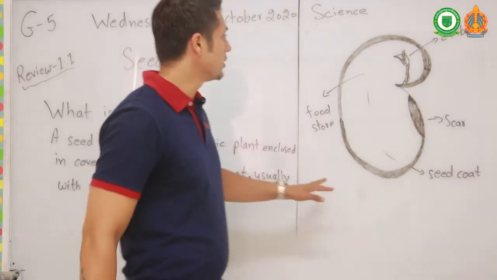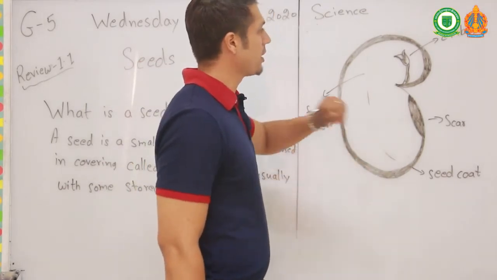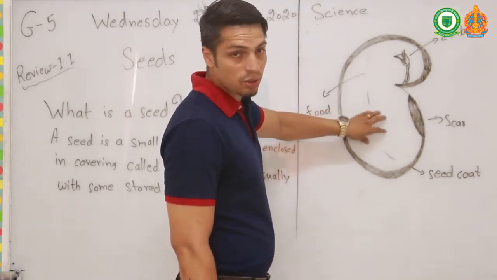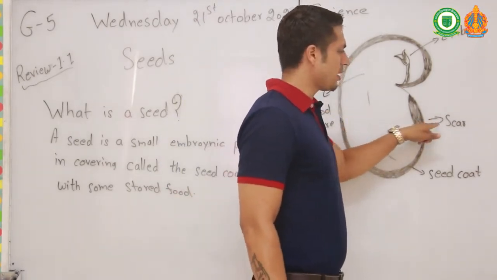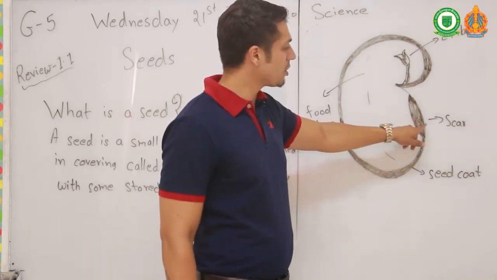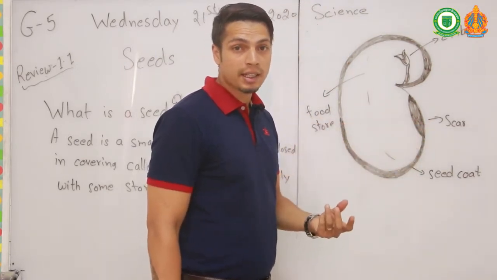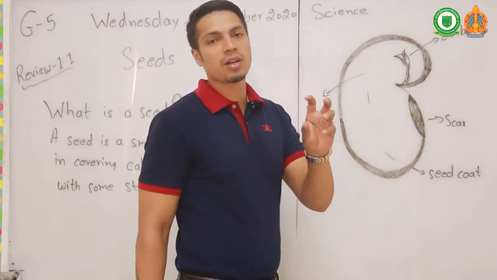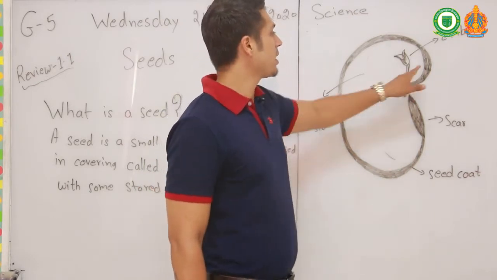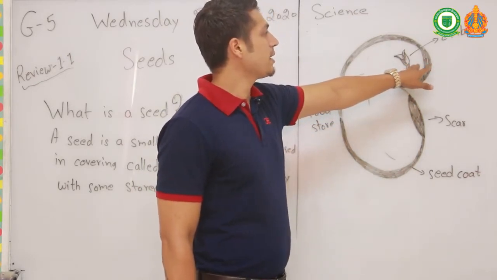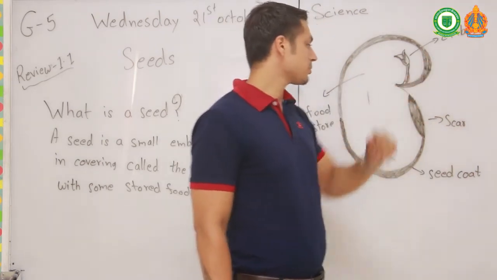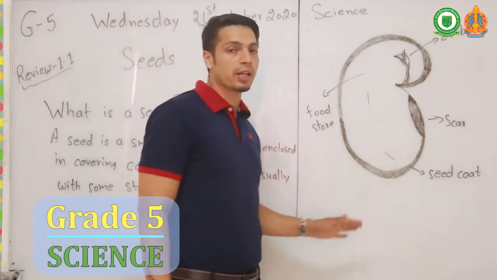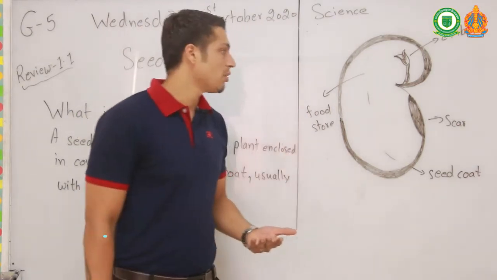Let's have a look here. This is a seed. The food store is here, all the food is stored here, and you can find the scar. Scar means where the seed was joined with the fruit. The outer covering of the seed is called the seed coat, and the plant inside is called the embryo. So now we know the parts of a seed.